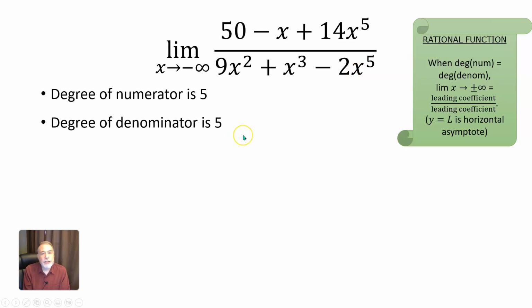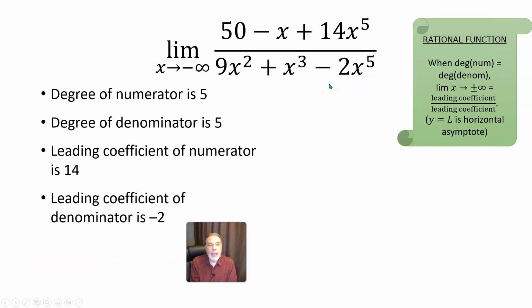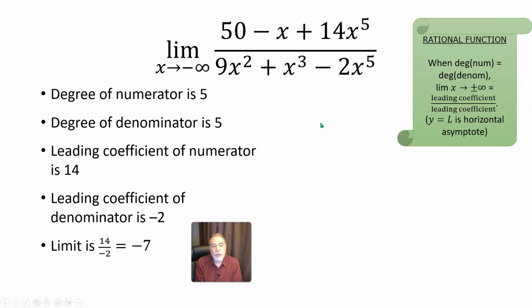The leading coefficient of the numerator, that would be the coefficient on that highest power of x, is 14. And the leading coefficient of the denominator, the coefficient on the x to the fifth power term down there, is negative 2. And so the limit is 14 divided by negative 2, which is negative 7. So the limit as x approaches negative infinity, and it would be the same if we wanted the limit as x approaches positive infinity. Either way, that limit is negative 7.